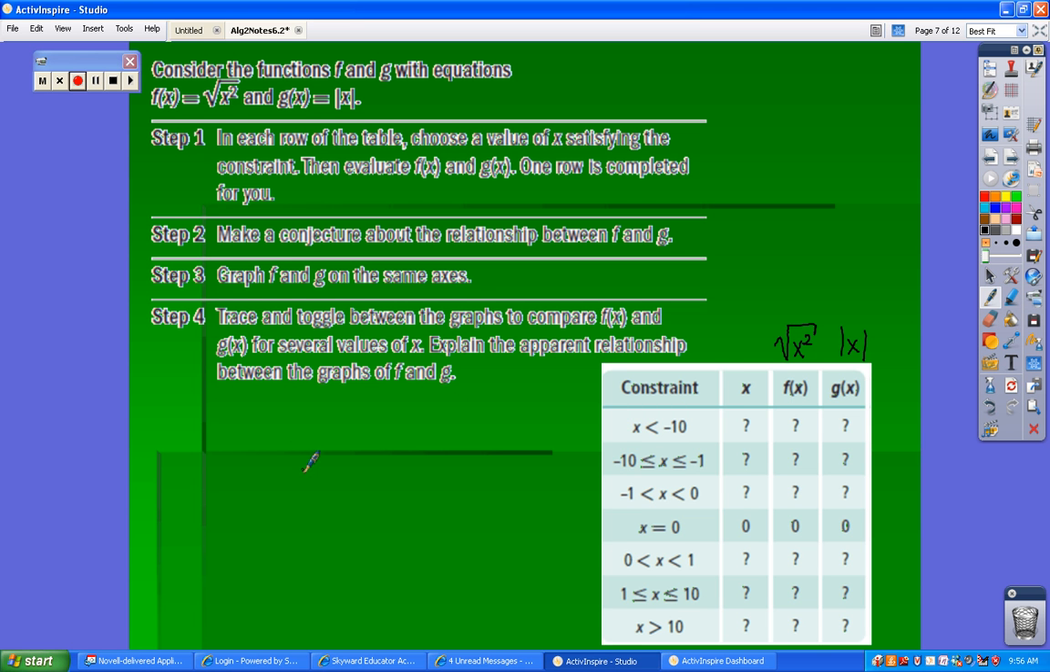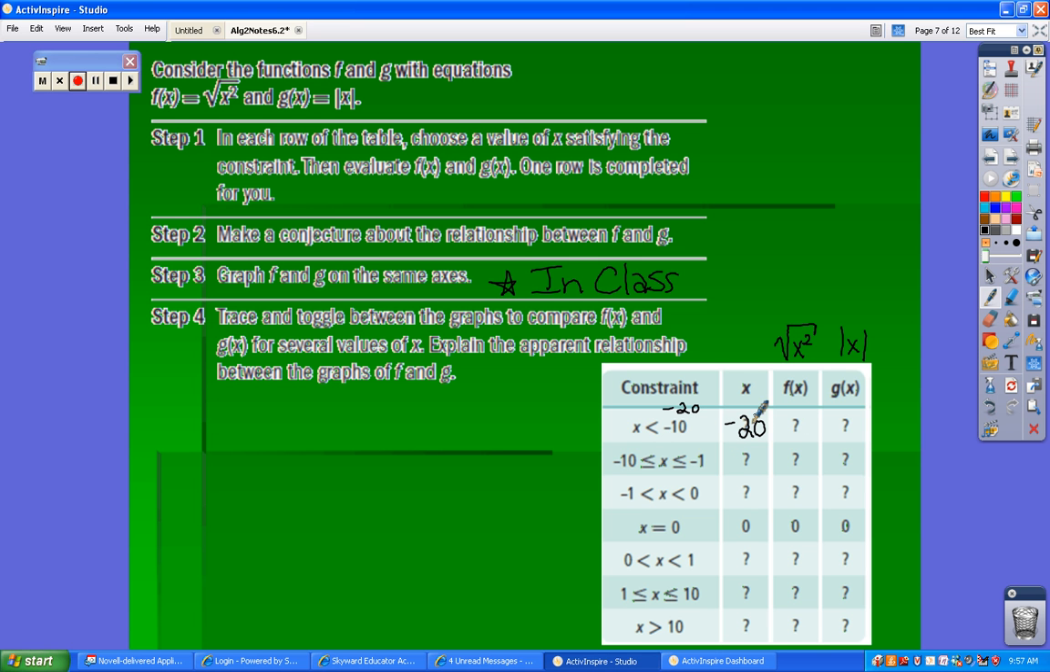Okay, we'll just do this by hand. They do want you to graph them both on the same axis with the graphing calculator, and we can do that in class tomorrow if somebody will remind me, please. And you're going to see this relationship. Okay, let's pick a number less than negative 10. Okay, how about negative 20? So that's what we're going to plug in for x.